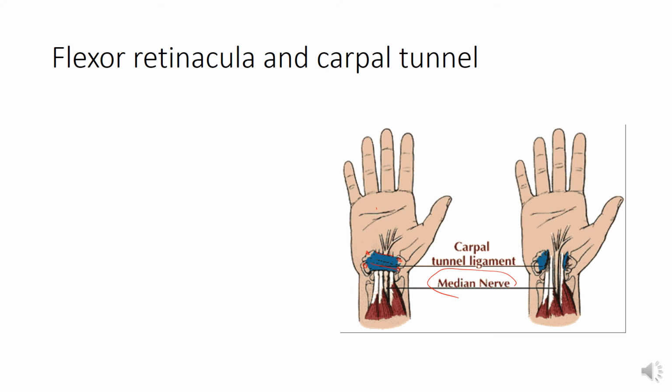So the tendons of muscles lying in the forearm cross the wrist and are held close to the bone by the strong fibrous band. It is called the flexor retinaculum. So this tunnel formed by the fibrous band and the carpal bones is known as the carpal tunnel.